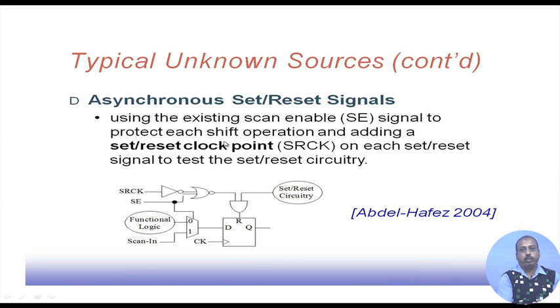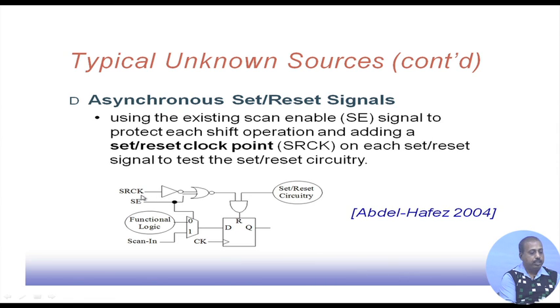So shift operations are protected so that they do not get reset by chance, and we add one set reset clock point on the set reset signal to test the set reset circuitry. There may be a number of such set reset points, so we have to protect and test them individually. Whichever set reset circuitry we want to test, for that input we will make the SRCK input 1. So that particular reset will only come.